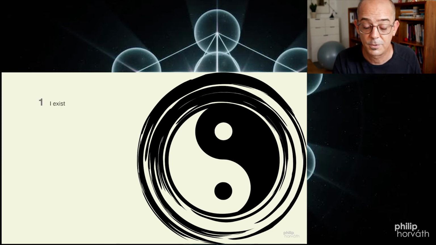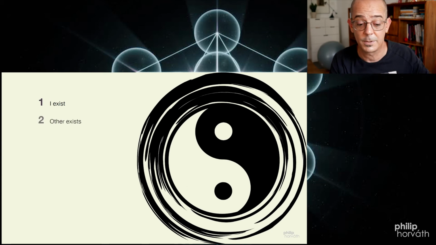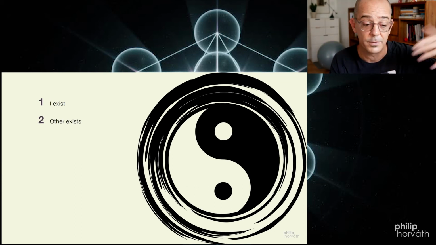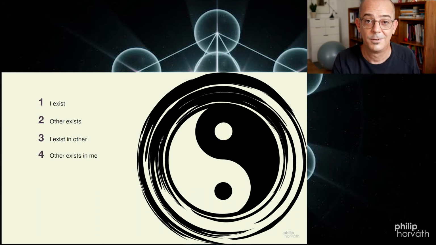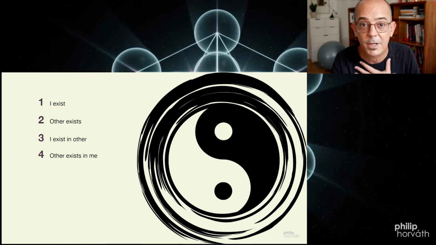The first one is, of course, I exist. And then the other exists. Black and white, good and bad, man and woman, whatever. I and the other. But then look at the little white dot inside of the black and the little black dot inside of the white. I exist in other and other exists in me. I have feminine and masculine aspects inside of myself, just like everybody else. Good aspects and bad aspects in myself, just like everybody else.